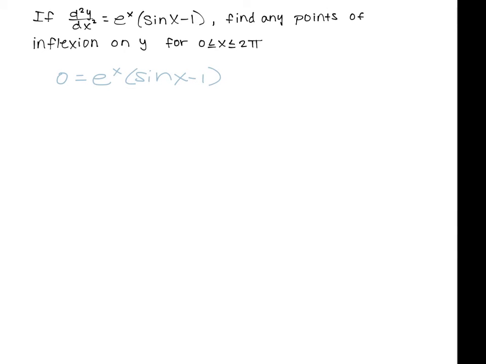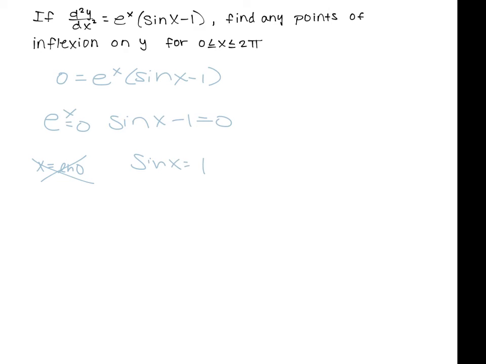And so they already gave it to us in factored form, so we can go ahead and split that because of the zero product property and say e to the x equals 0, sine of x minus 1 equals 0. Well, this says e to what power gives us 0, which is really like saying x is the natural log of 0, which doesn't exist. So we're not going to get any solutions from that.